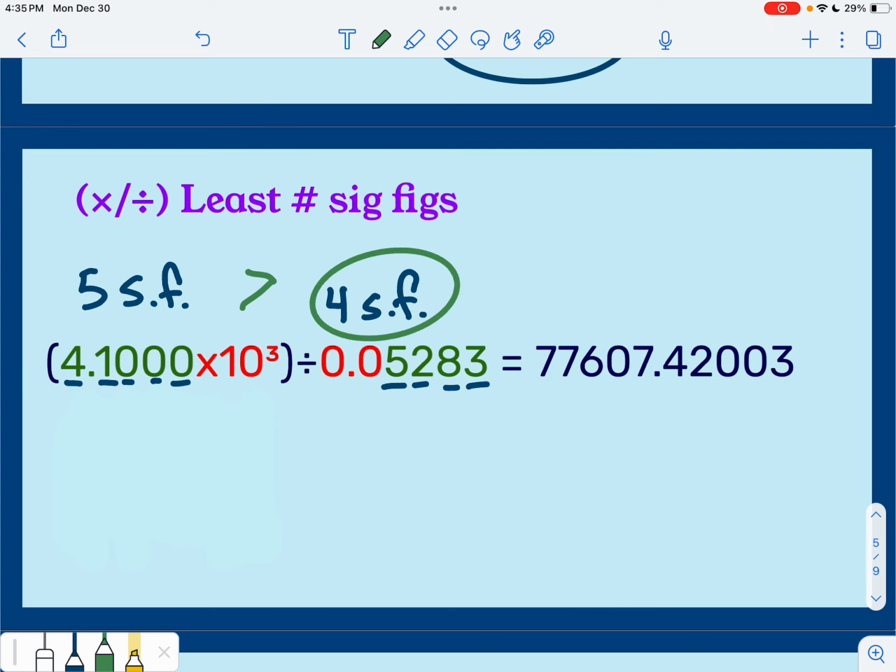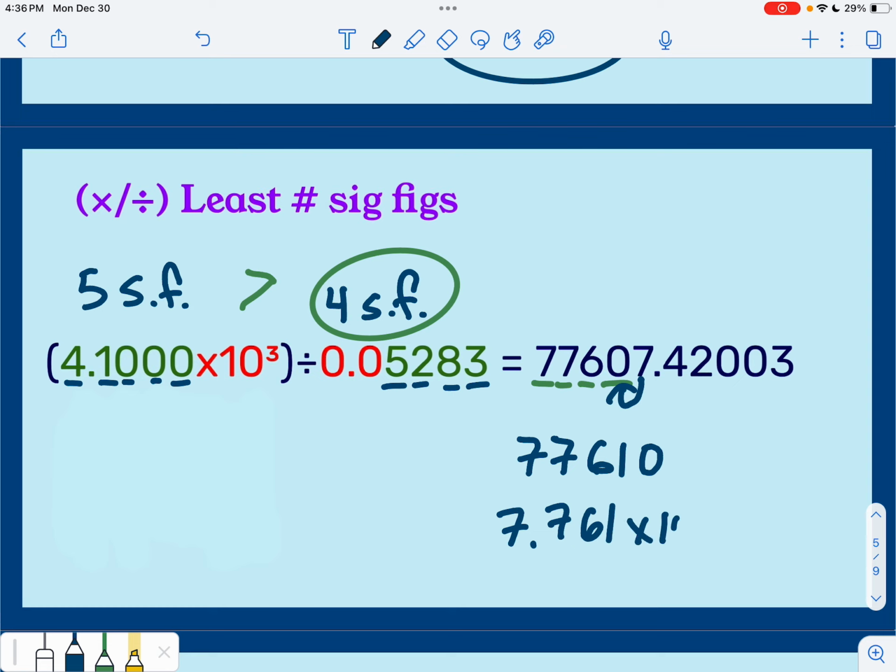So let's take a look. We want 1, 2, 3, 4. Okay, can 7 round 0 to anything? Yes, 7 rounds that up 1. So we'll go 7, 7, 6, 1, 0. So this will be our answer, and if we want to write it in scientific notation, we could do 7.761 times 10 to the 1, 2, 3, 4. And that is your final answer.